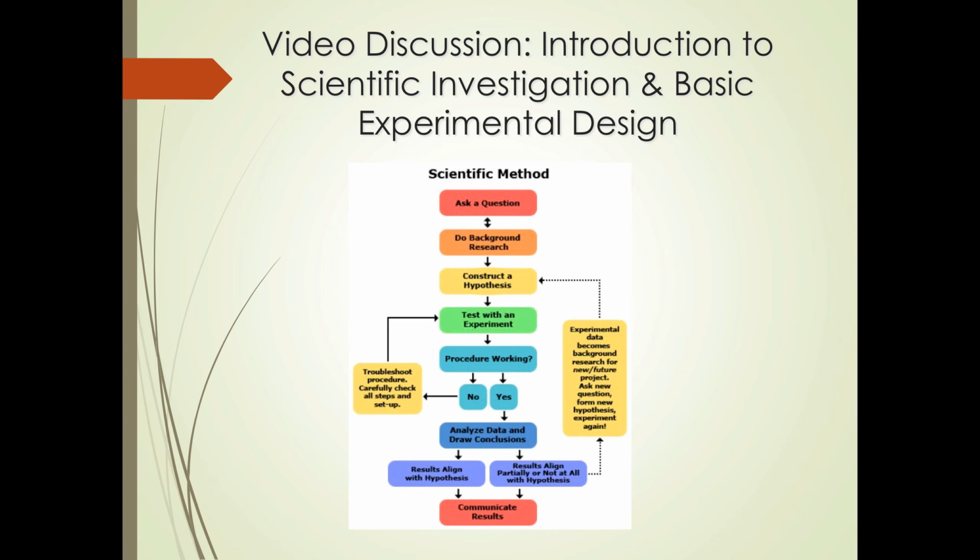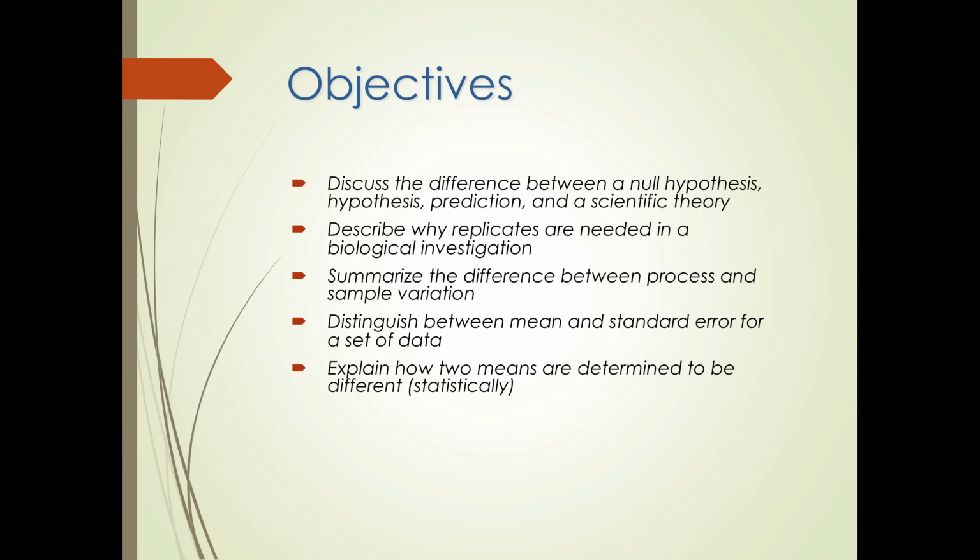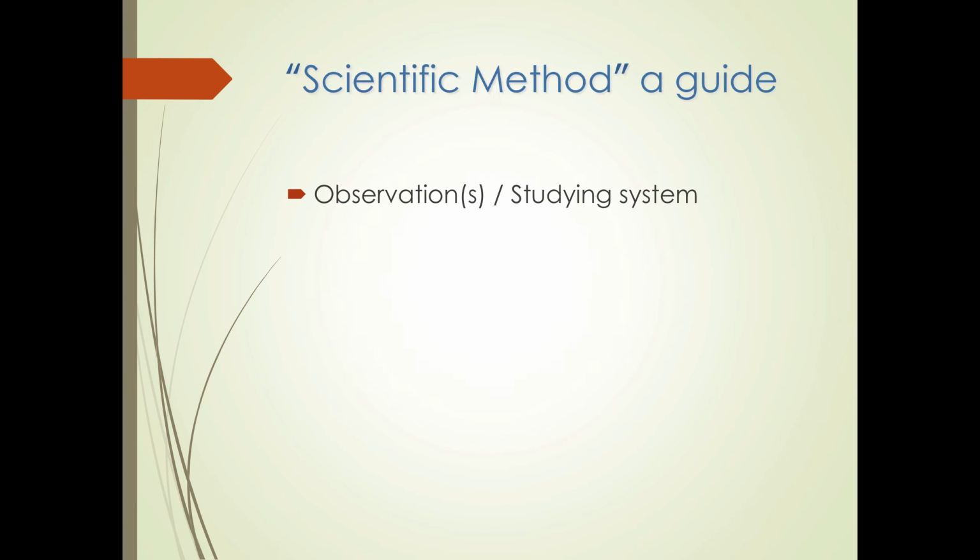In today's video, I'll introduce you to the basics of scientific investigation and experimental design. Today, I'll discuss the difference between a null hypothesis, a prediction, and a scientific theory. I'll describe why replicates are needed in a biological investigation. Summarize the difference between process and sample variation. Distinguish between a mean and standard error of a dataset. Explain how two means are determined to be statistically different.